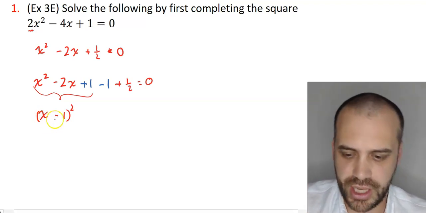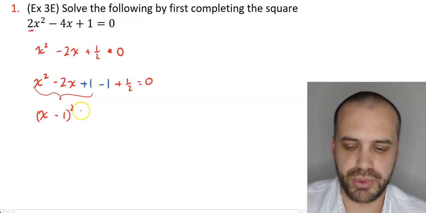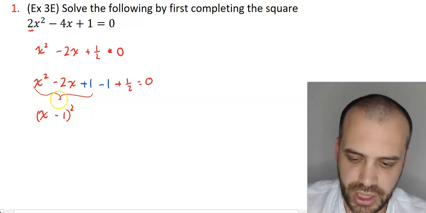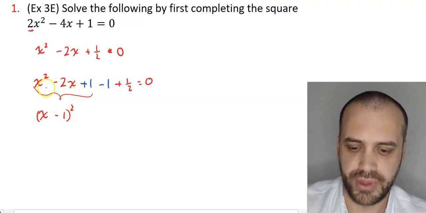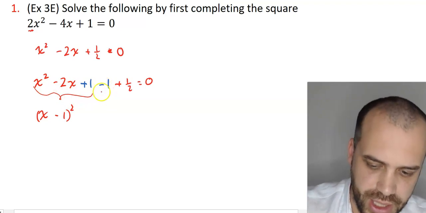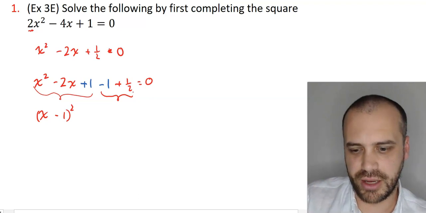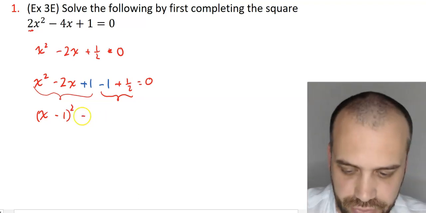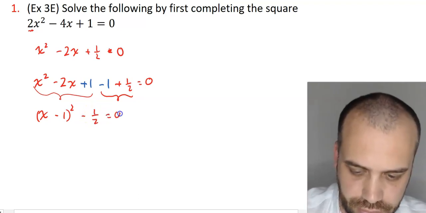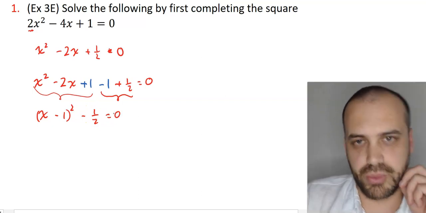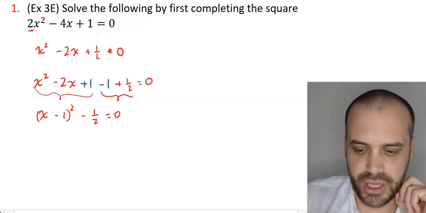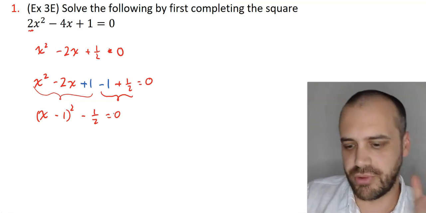You can check it though, x minus 1 squared. If you do x minus 1 times x minus 1 and you expand it, you'll get this thing right here. And then finally, this bit here just gets brought together as a single number. Negative 1 plus a half makes negative 1/2. Alright, and I have x minus 1 all squared minus a half equals 0. And now I just rearrange and solve.